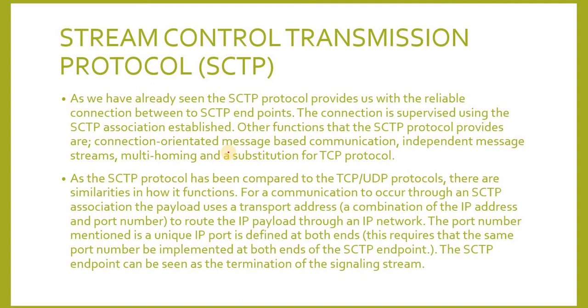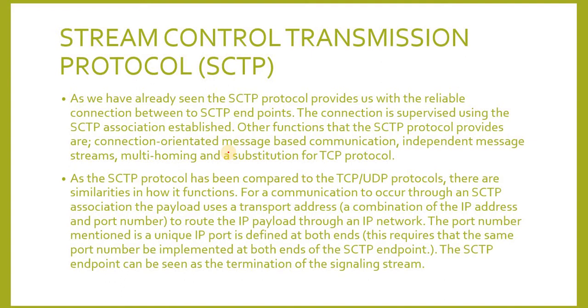As the SCTP protocol has been compared to the TCP/UDP protocols, there are similarities in how it functions. For a communication to occur through an SCTP association, the payload uses a transport address, a combination of the IP address and port number, to route the IP payload through an IP network. The port number mentioned is a unique IP port as defined at both ends. This requires that the same port number be implemented at both ends of the SCTP endpoint. The SCTP endpoint can be seen as the termination of the signaling stream.